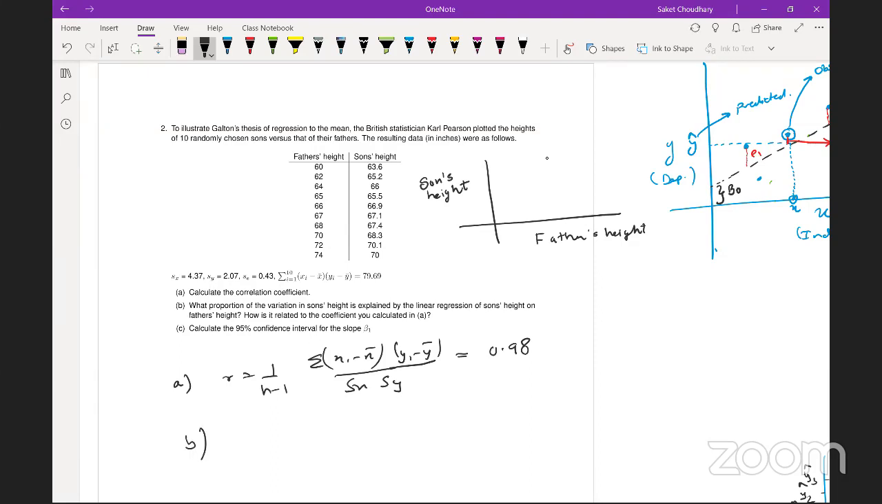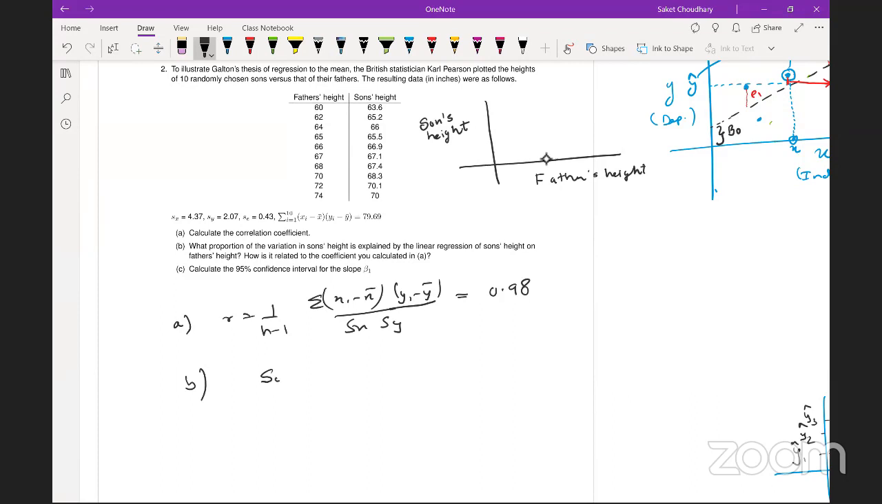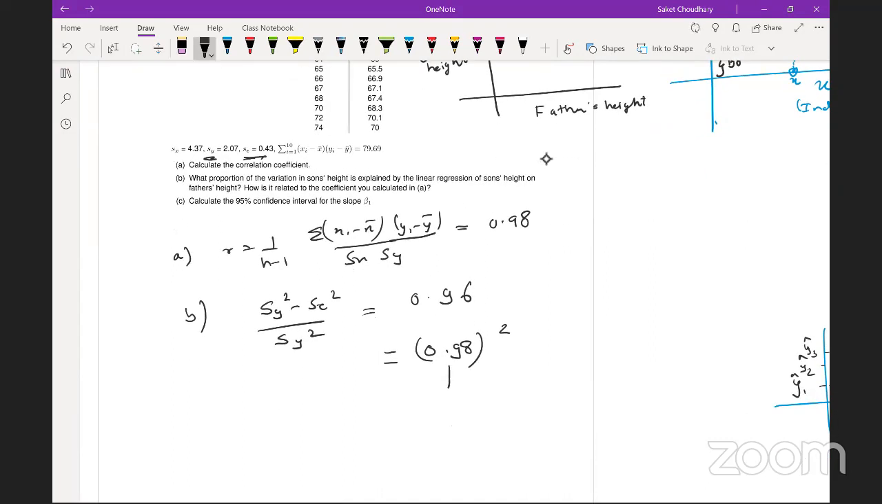Now, what proportion of the variance is explained? This is given by sy square minus se square by sy square. You're given all these quantities already. Se is given, sy is given. If you plug in the numbers, this comes around to be 0.96. This is also equal to 0.98 square, which is something that you got from part A. So when you're asked to calculate the proportion variance, the simplest idea, if you already have access to the correlation coefficient, is to take its square.